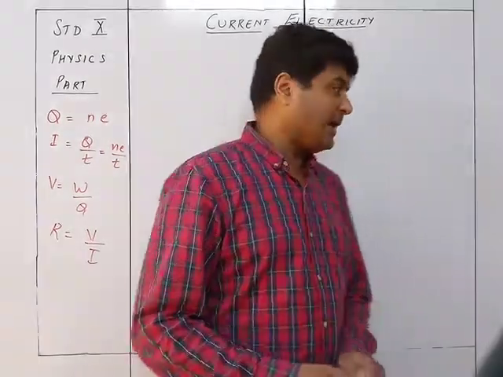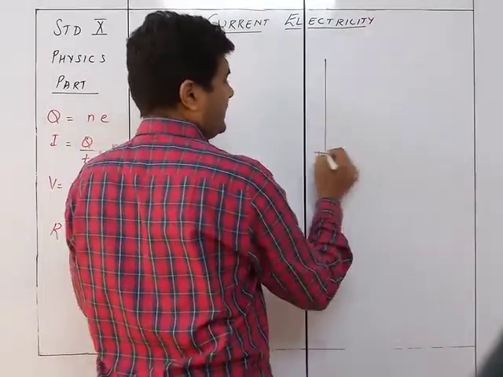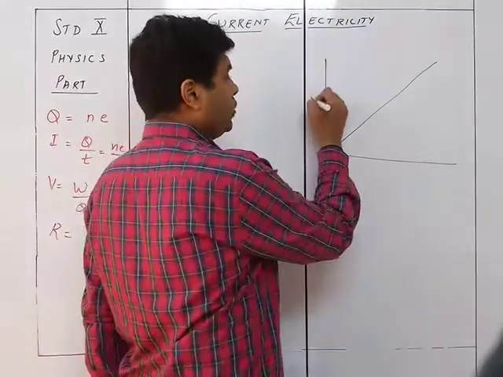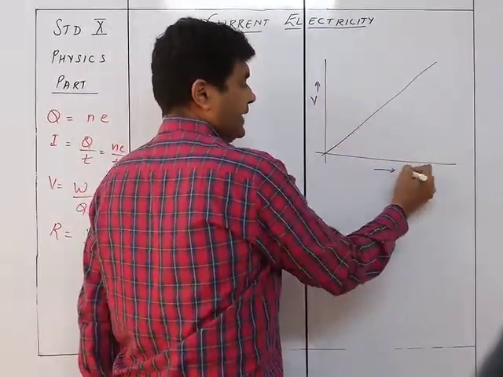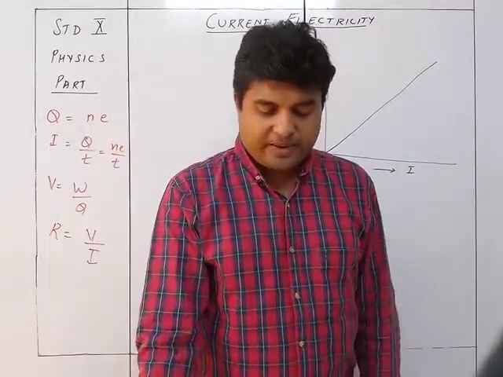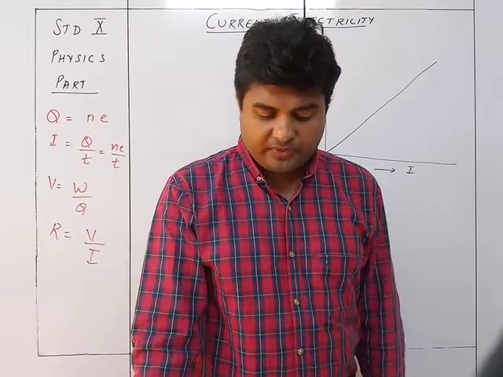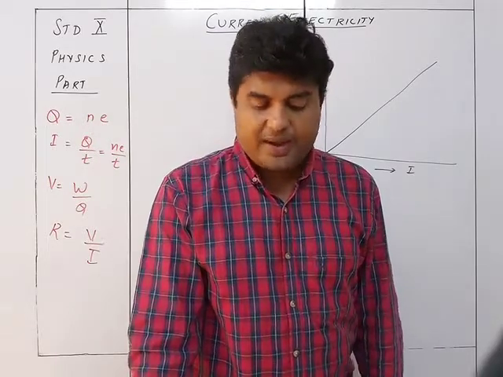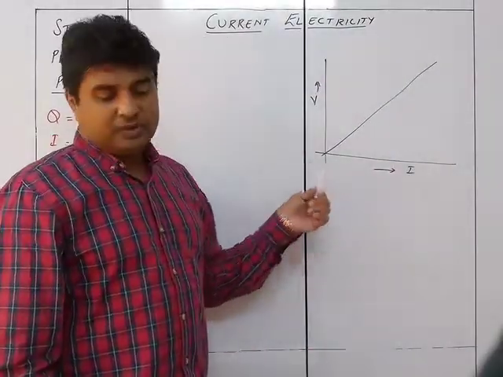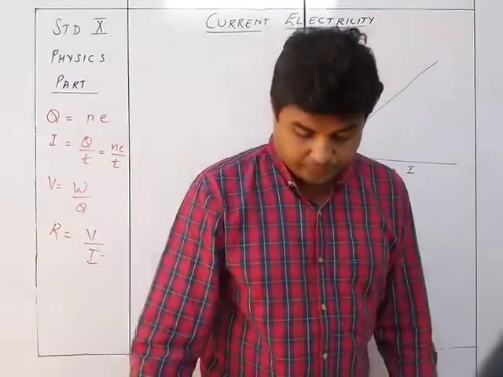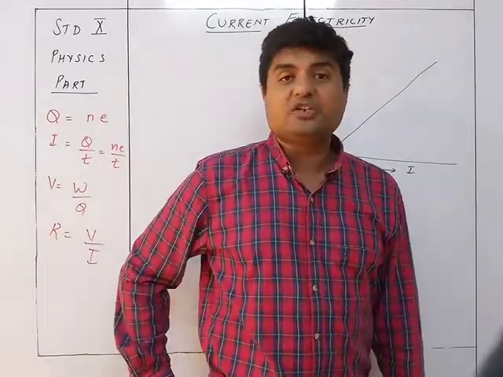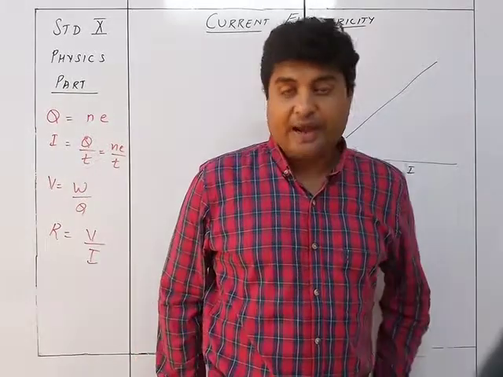So if I draw a VI graph over here, it is going to be like this. The VI graph for the ohmic resistance is going to be like this. The graph plotted for the potential difference V against current I is a straight line passing through the origin. You will find that it will always be passing through the origin, as shown in the figure, and the resistance R is the same irrespective of the value of V or I.